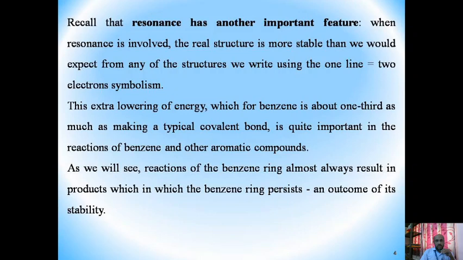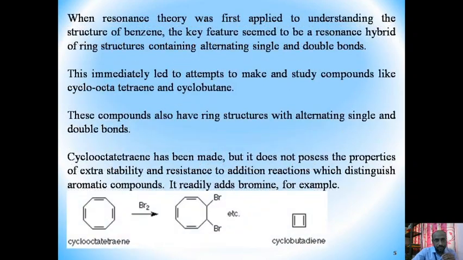This extra lowering of energy, which for benzene is about 1/3 as much as making a typical covalent bond, is quite important in the reactions of benzene and other aromatic compounds. As we will see, reactions of the benzene ring almost always result in products in which the benzene ring persists, an outcome of its stability.